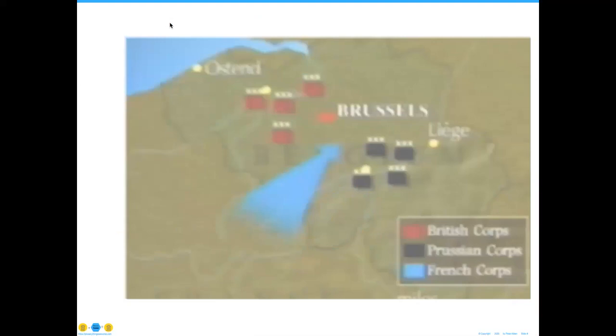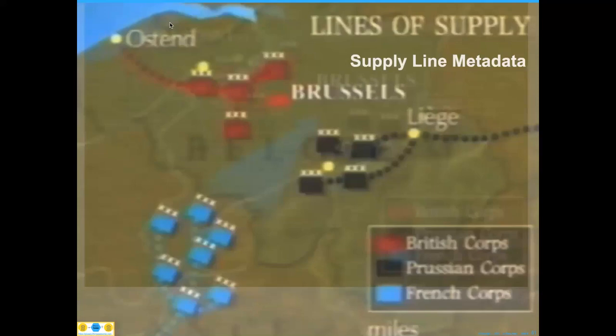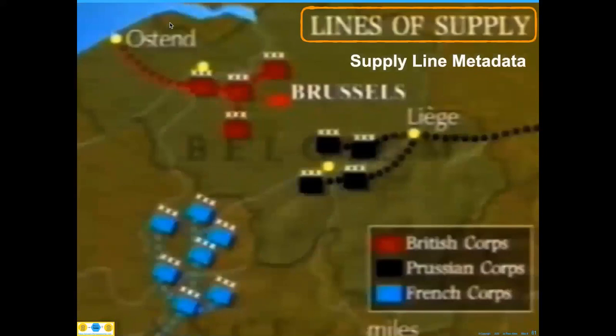There were two lines of supplies. Napoleon in blue in the lower half of your screen is about to attack the red, which is the British in this case, and they are supplied out of Ostend, which is on the French coast. And the Prussians, right, the two combined forces are bigger than Napoleon's. The Prussians are supplied out of Liege. You can see where Liege is on the map here.